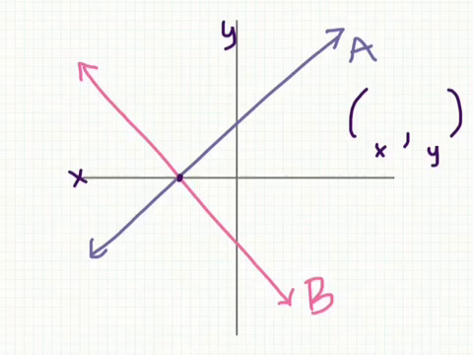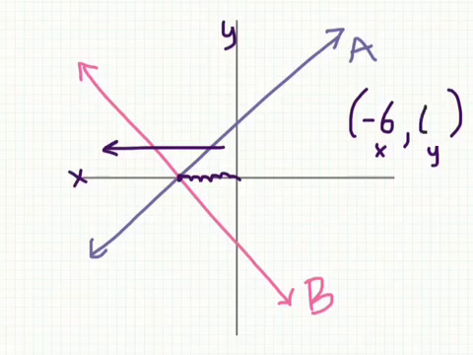So my x value is at, let's see, I count over 1, 2, 3, 4, 5, 6. So I went over 6. Now I went in the negative direction because I went this way. So I went negative 6. And then I don't go up or down at all from the axis, so I go up or down 0. So my coordinate pair, or the place that the two lines intersect, is negative 6, 0.